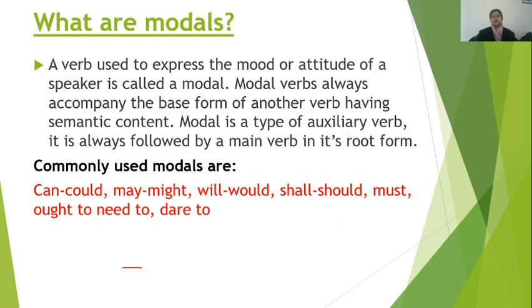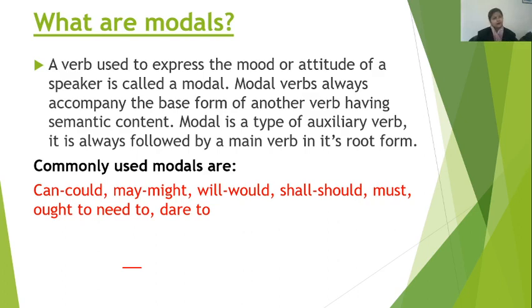Suppose if I am using must, so in present tense the sentence will be I must do this. In the past tense also it will be I must do this, and in future tense also it will be I must do this, because modals don't tell the time of the action. What do they express? They express the mood of the person. Clear?